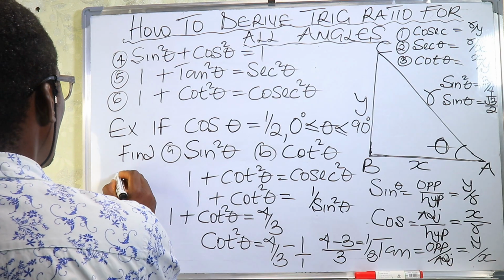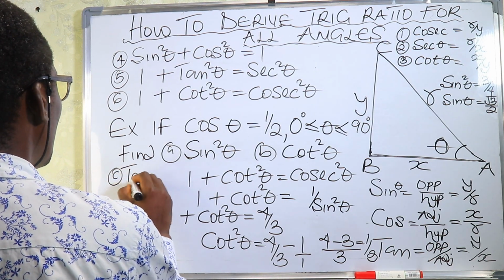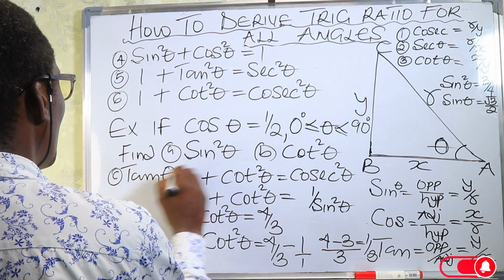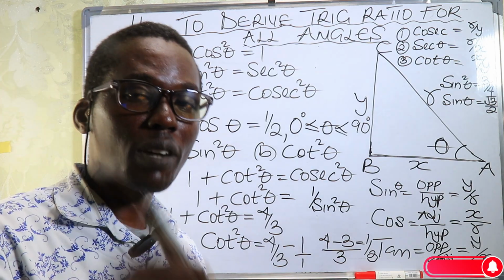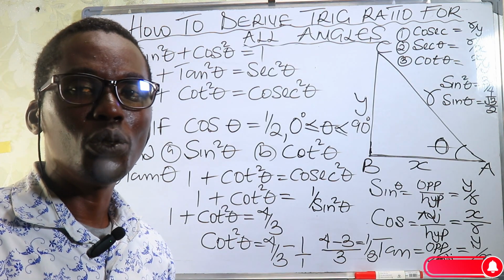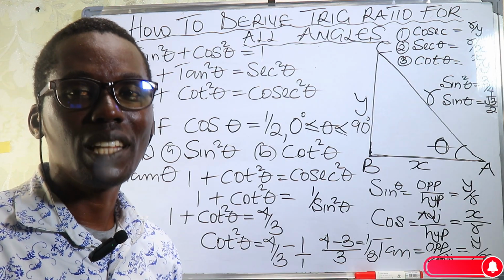So if you try that one, any answer wey you get, find the tan theta. That one na C. So find the tan theta. Anything wey your answer get, make you drop am for the comment section. Then we will discuss that one later.